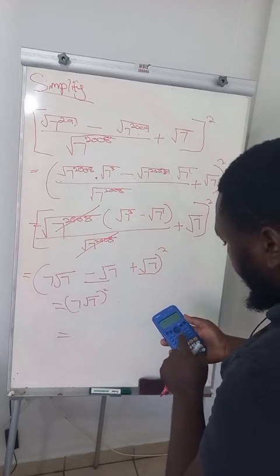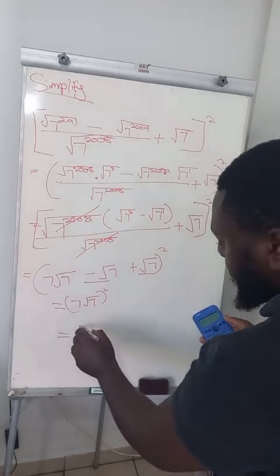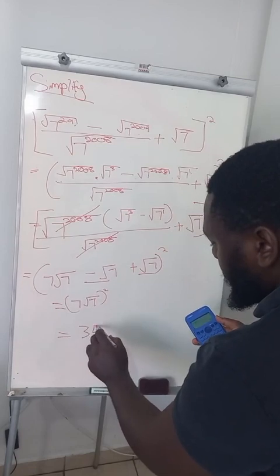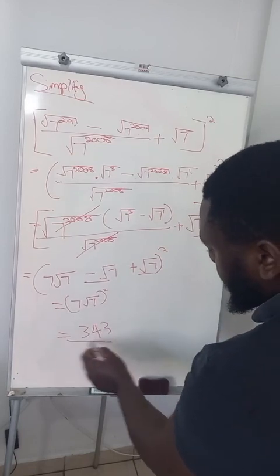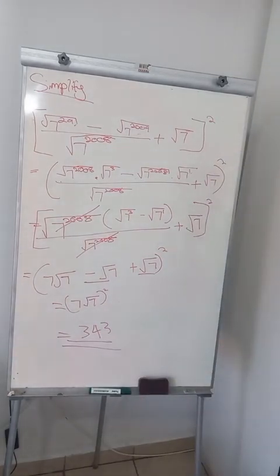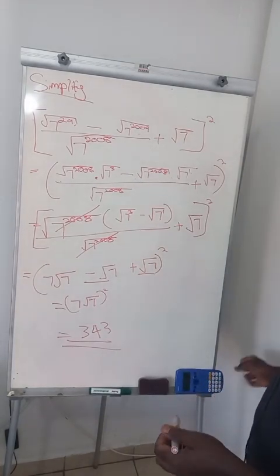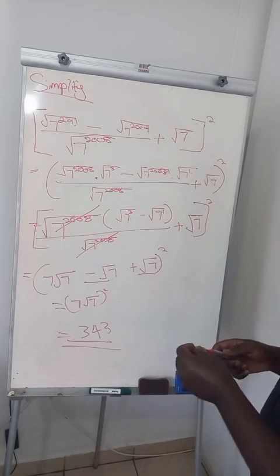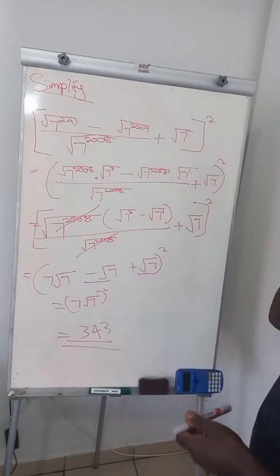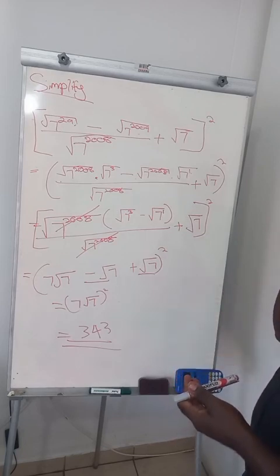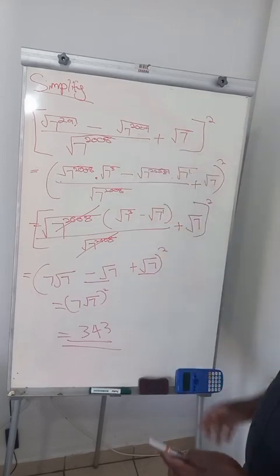Close it, then say squared. It means you get 3, 4, 3. And then this is your final answer. Do you see that? So this is what you are supposed to do when you're asked to simplify maybe an expression which involves exponents.